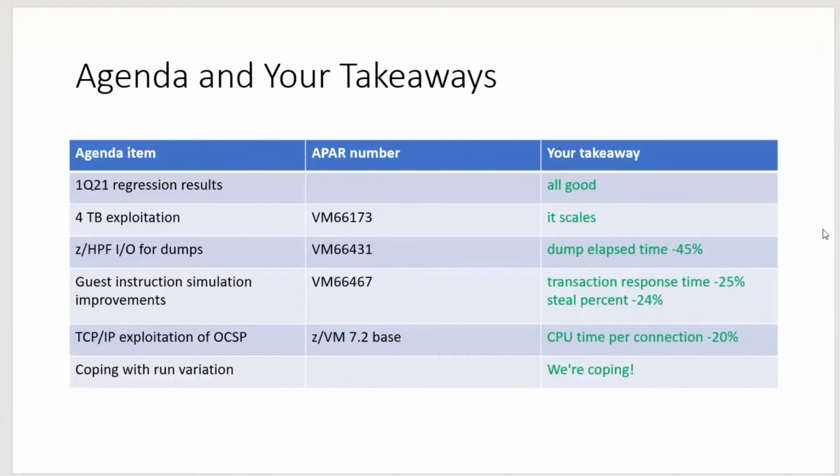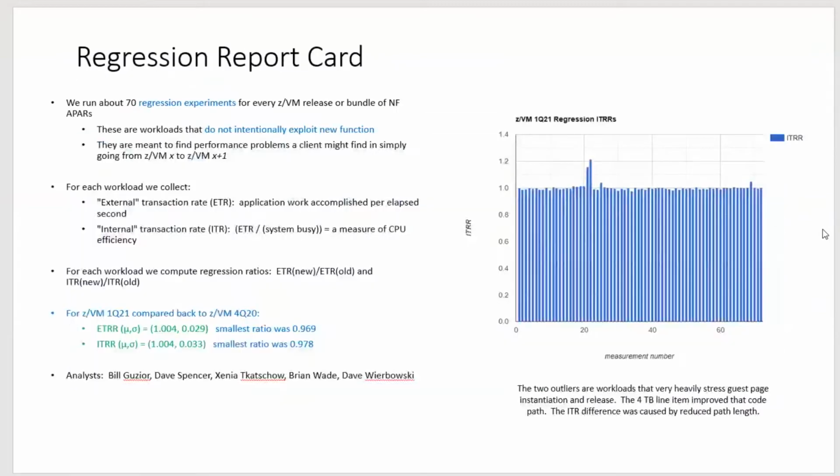We made an improvement. This was a joint project between Boeblingen and Endicott. We made an improvement in how certain instruction simulations are done related to PCIe, and that resulted in some very nice improvements in transaction response time for the workload we used. We made some improvements in the z/VM TCP/IP stack for exploiting outboard validation of client certificates, and that took CPU time per connection down somewhat. And then regarding run variation, we're coping pretty well, and I'll show you some ways that we accomplished that.